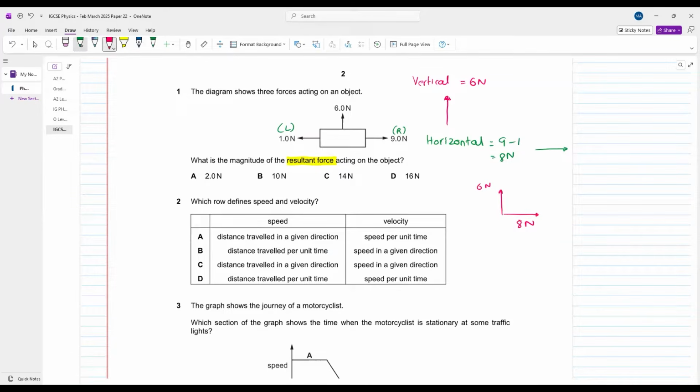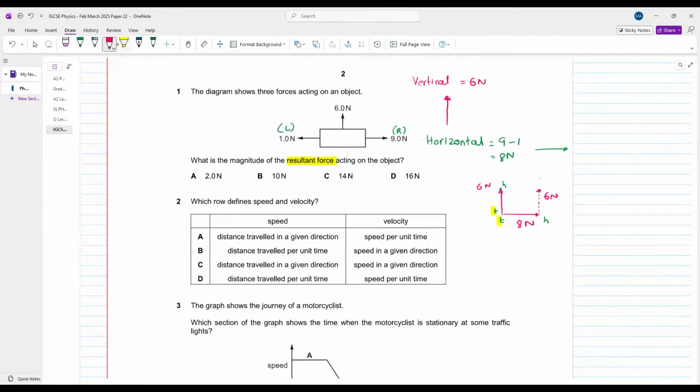Can you realize this is the head of the vector? This is the tail of the vector. Currently, both the tails are connected together. Head to tail rule is not being satisfied. So bring this 6 Newton vector to the other side. Like this. This is your 6 Newton vector now.